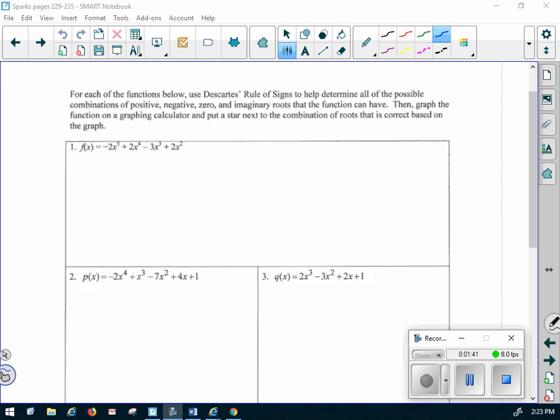All right. Positive. Sign change? Yes? Sign change? Sign change? All right. So the possible number of positive real roots will be 3. That's the maximum number, or 1. Now let's do the negative. We're going to do f of the opposite of x.